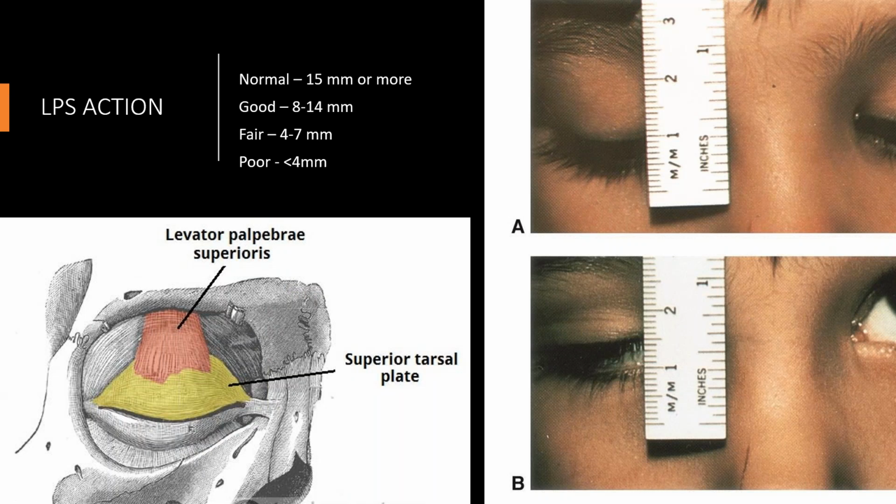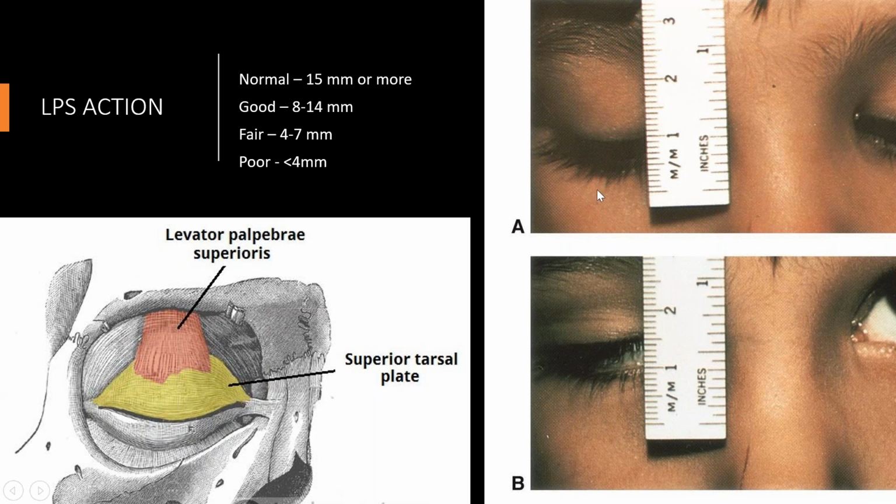Now, how do you check for LPS action, and what is LPS actually? So, levator palpebrae superioris is a muscle, right? It's a striated muscle. It originates from near the orbital apex. You have to read your theories to be able to understand this. It originates at the orbital apex near the tendinous ring, and it comes forward and spreads in a fan-like fashion and gets attached to the superior tarsal plate.